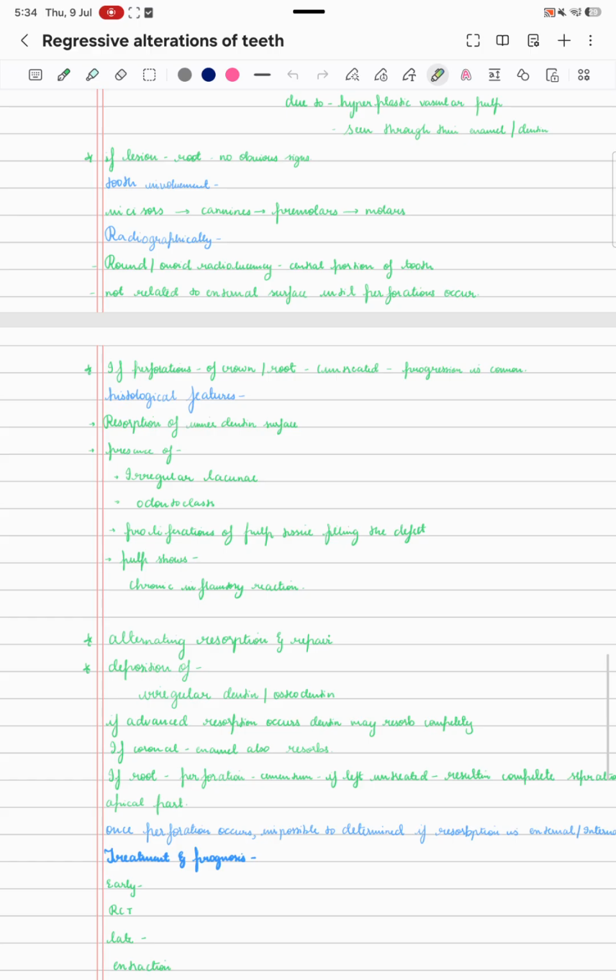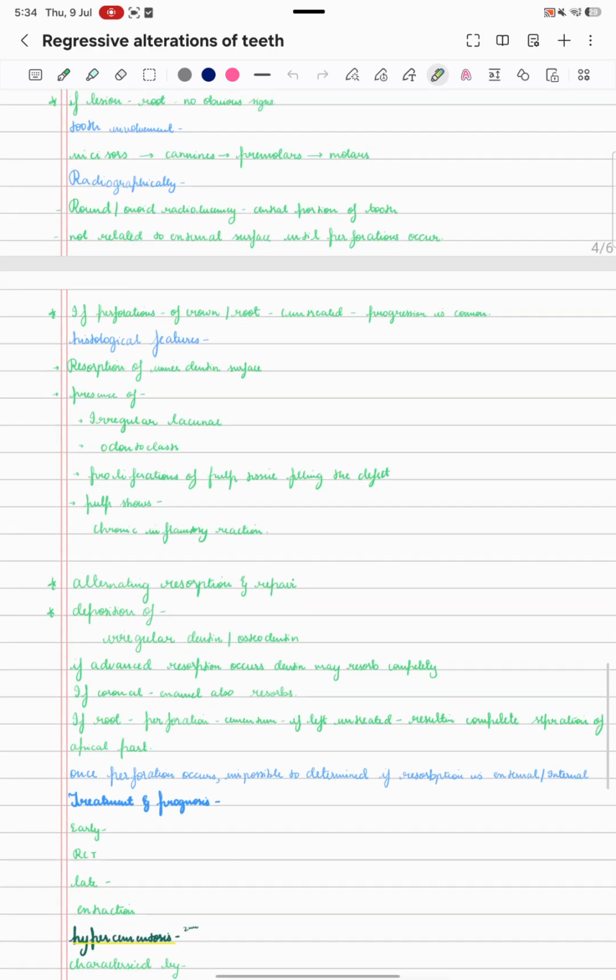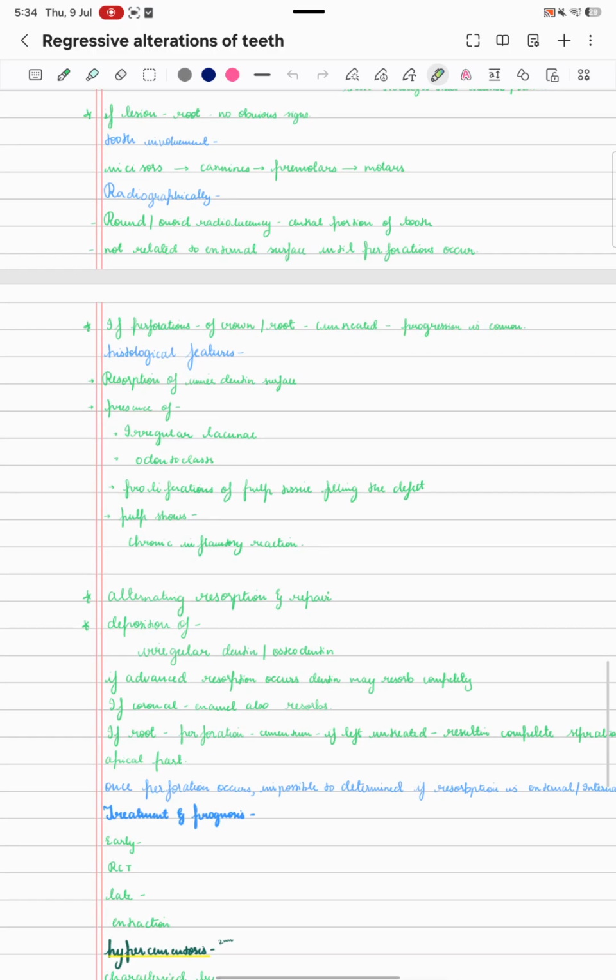Now the tooth involvement is mostly incisors, canines, premolars, molars. Radiographically, there is a round to ovoid radiolucency in the center of the tooth, not related to any external surface until perforation occurs.